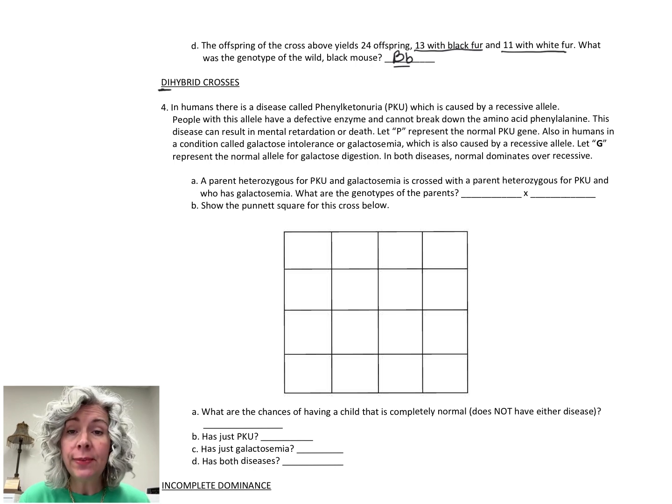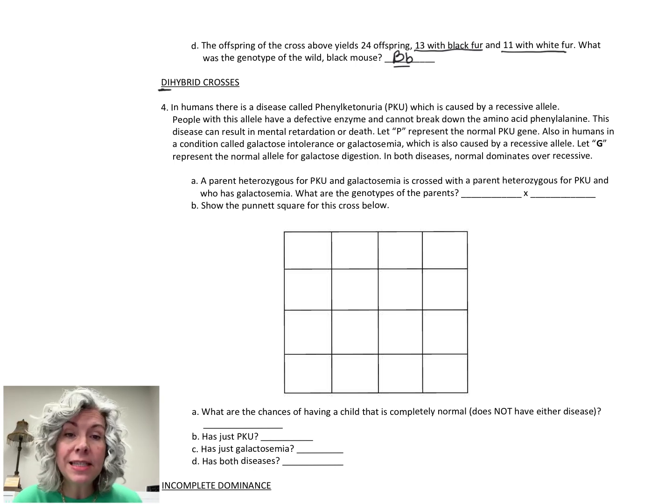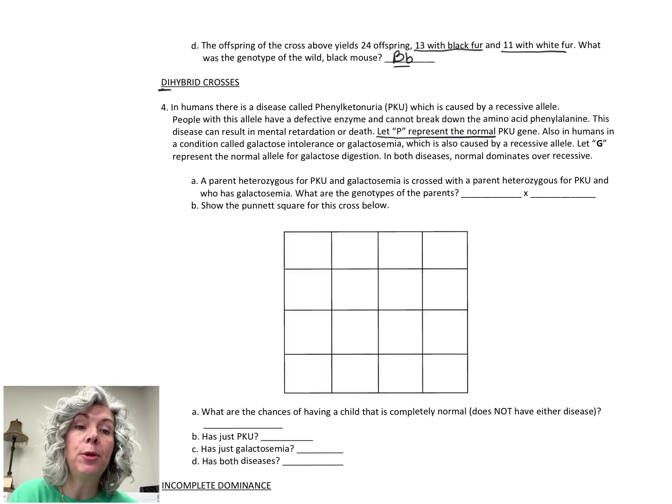Here we go. In humans, there's a disease called phenylketonuria, which is caused by a recessive allele, abbreviated PKU. People with this allele have a defective enzyme and cannot break down the amino acid phenylalanine. This disease can result in mental retardation or even death. It gives us a key: let capital P represent the normal PKU gene.